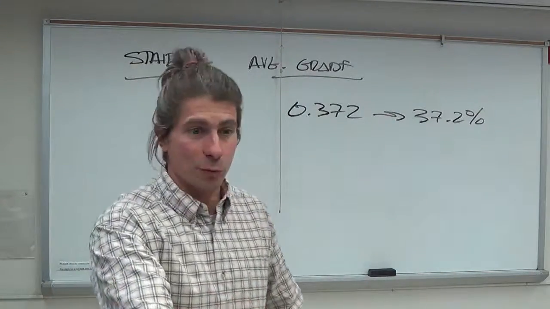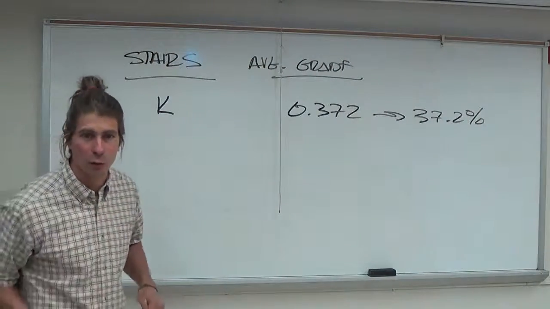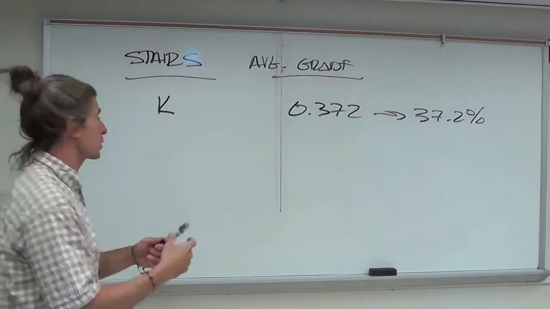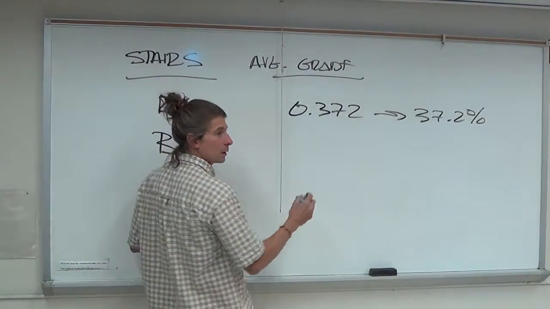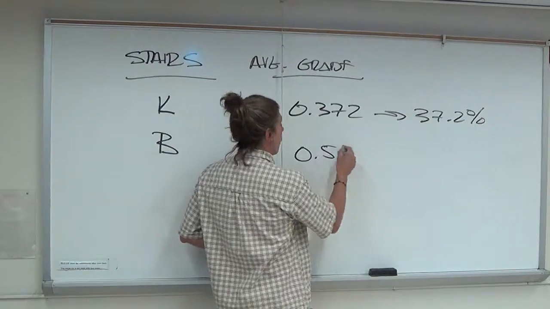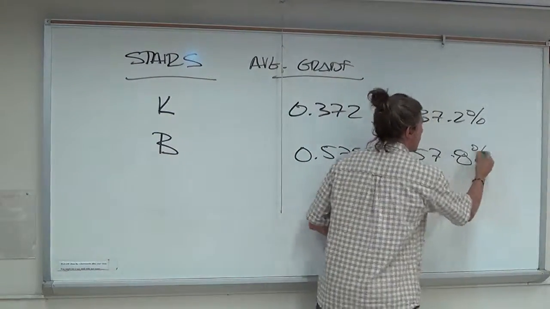Your task right now: find the angle that corresponds to that grade. We'll come back to it, okay? Find the angle using the tangent tables. Give me another set of stairs. Michelle, go ahead. B. What was your average grade? The grade was .578. 57.8%.